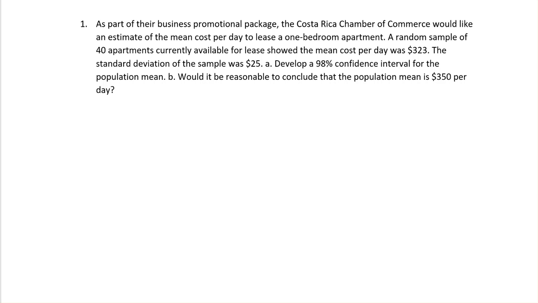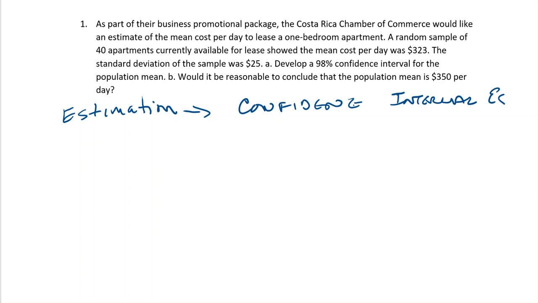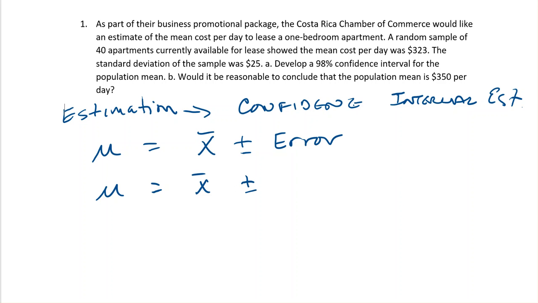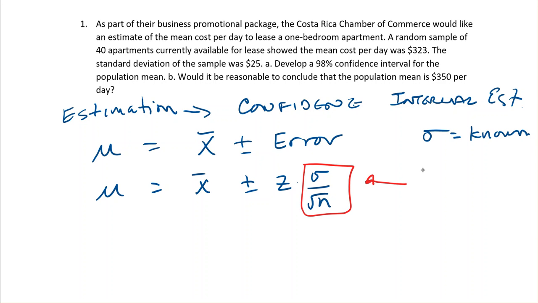Now, this topic deals with estimation, and in particular, what we call a confidence interval estimate. We're trying to estimate mu, which is the population mean, and we do that by finding the sample mean, which is what we call a point estimate, plus or minus an error. Again, this is x bar plus or minus, and the error, when you know sigma, is equal to z times sigma over root n. We call this, by the way, the standard error.